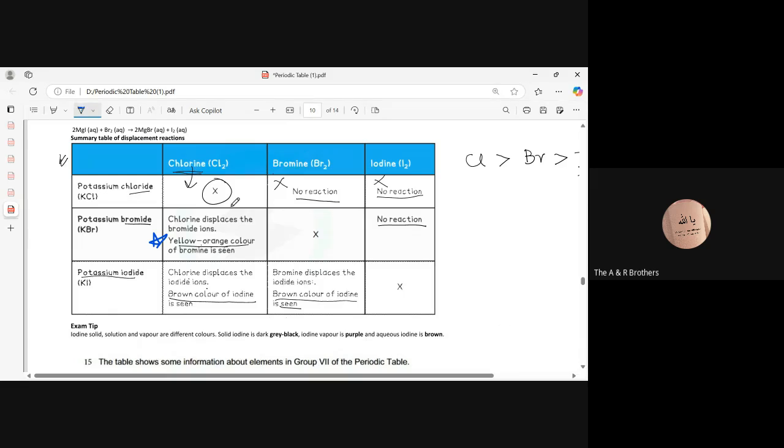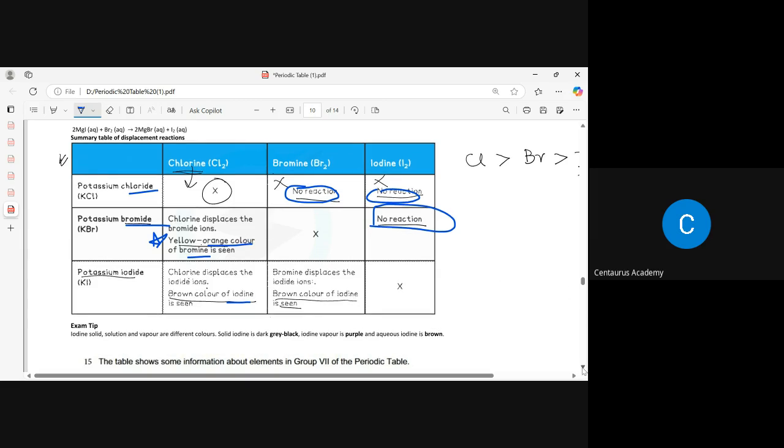Okay. So chlorine cannot react with potassium chloride, and no reaction is also seen with bromine and iodine, because bromine and iodine are both less reactive than chlorine. Bromide can be displaced by chlorine, but it cannot be displaced by iodine. Why? Because bromine is more reactive than iodine. And when chlorine displaces the bromide ions, bromine is produced, and this bromine is observed as a yellow-orange color. Potassium iodide is displaced by chlorine, and the brown color of iodine is observed in its aqueous solution. But iodine in its vapor form is basically purple in color.